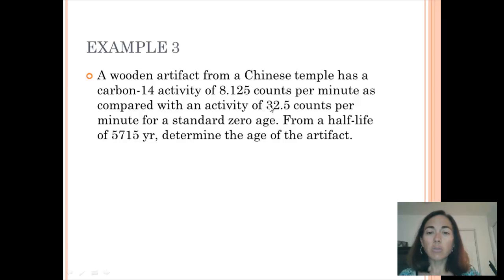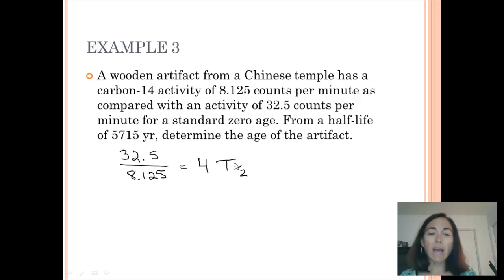So the first thing we need to figure out is how many half-lives this sample has gone through to decrease to 8.125 counts per minute. I'm going to take the 32.5 and divide it by 8.125. Every half-life, the counts will halve, just like the milligrams will. So this is really going to be worked the same way. You find out that this sample has been through 4 half-lives.